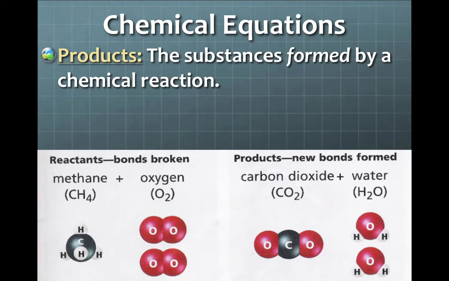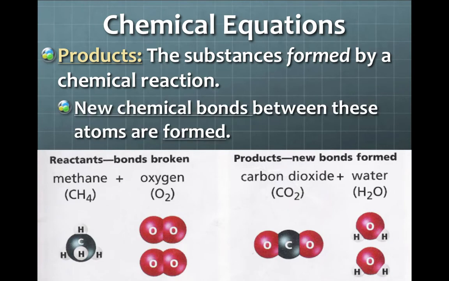The products are found on the right-hand side of the arrow. Those are the things that are formed during the chemical reaction, meaning new chemical bonds are formed in order to make these substances. So in the picture on the bottom, we're making carbon dioxide and water whenever you start a fire.